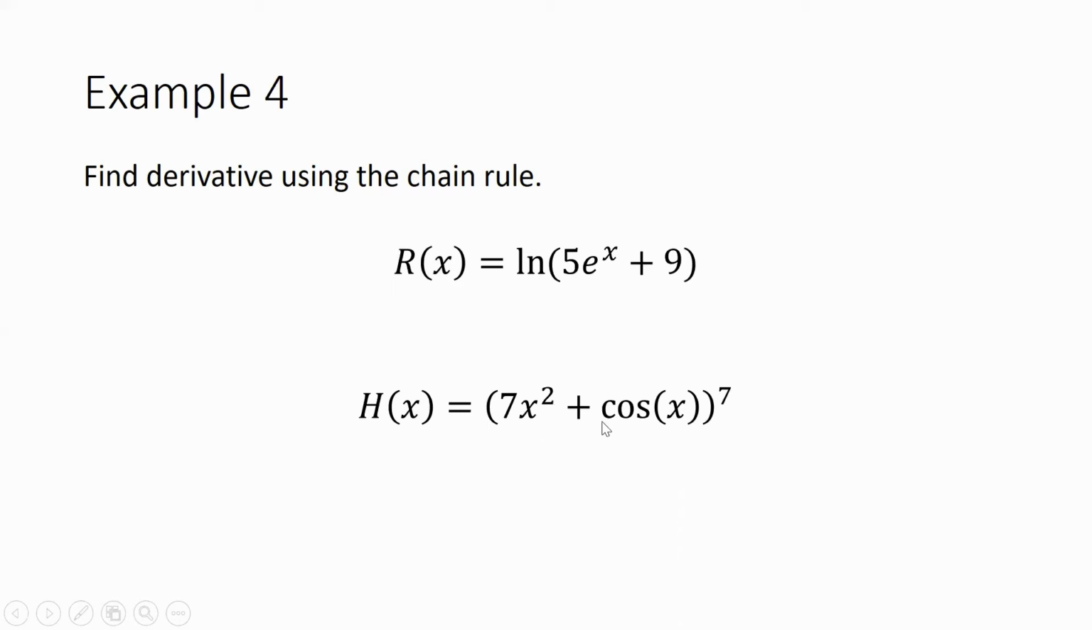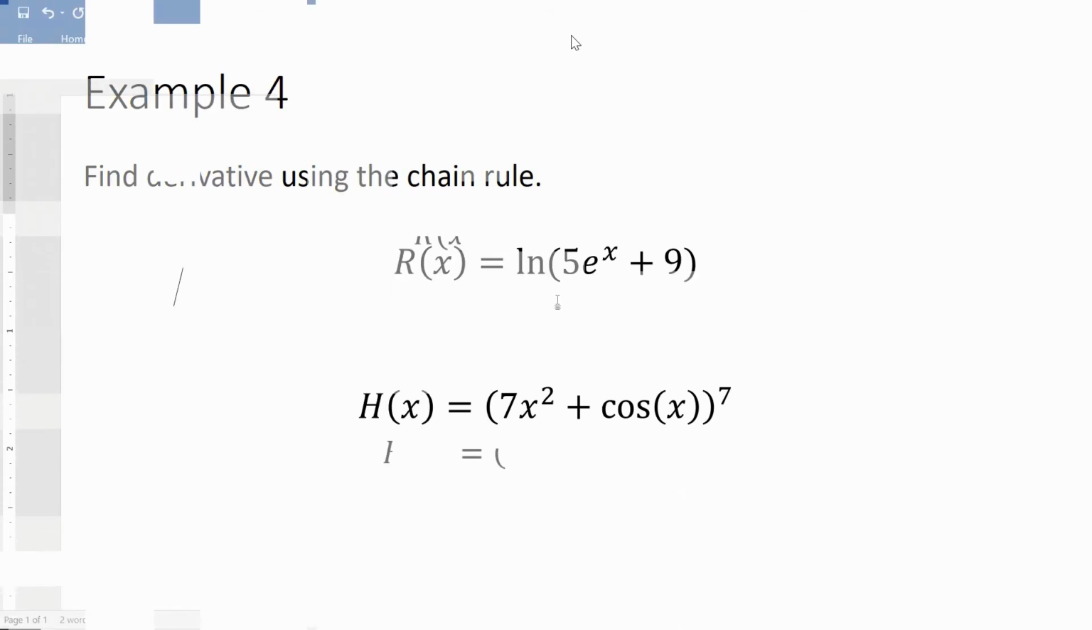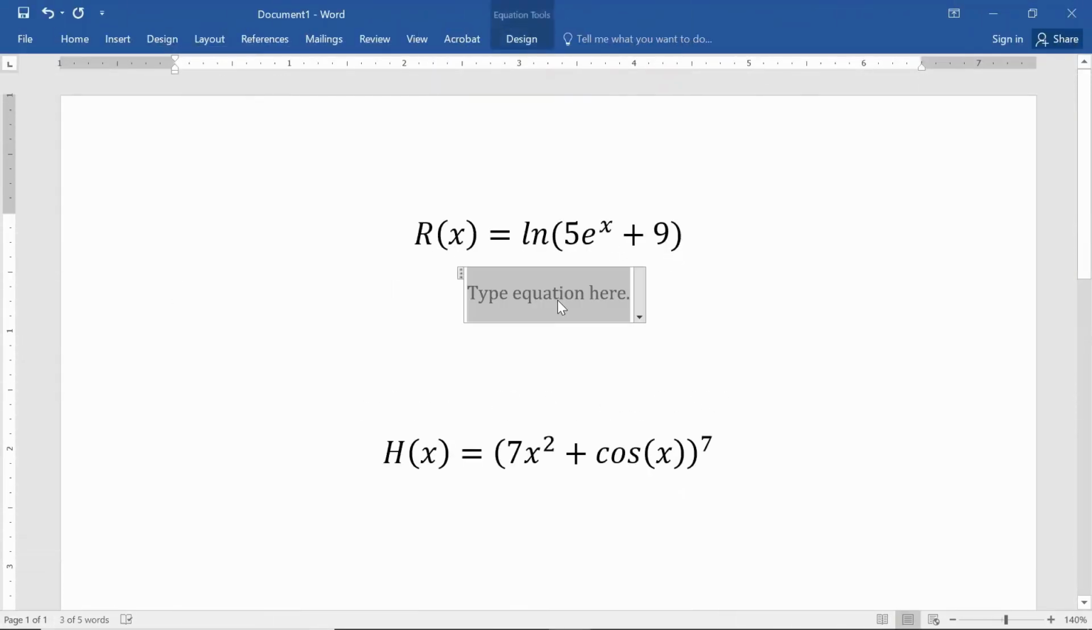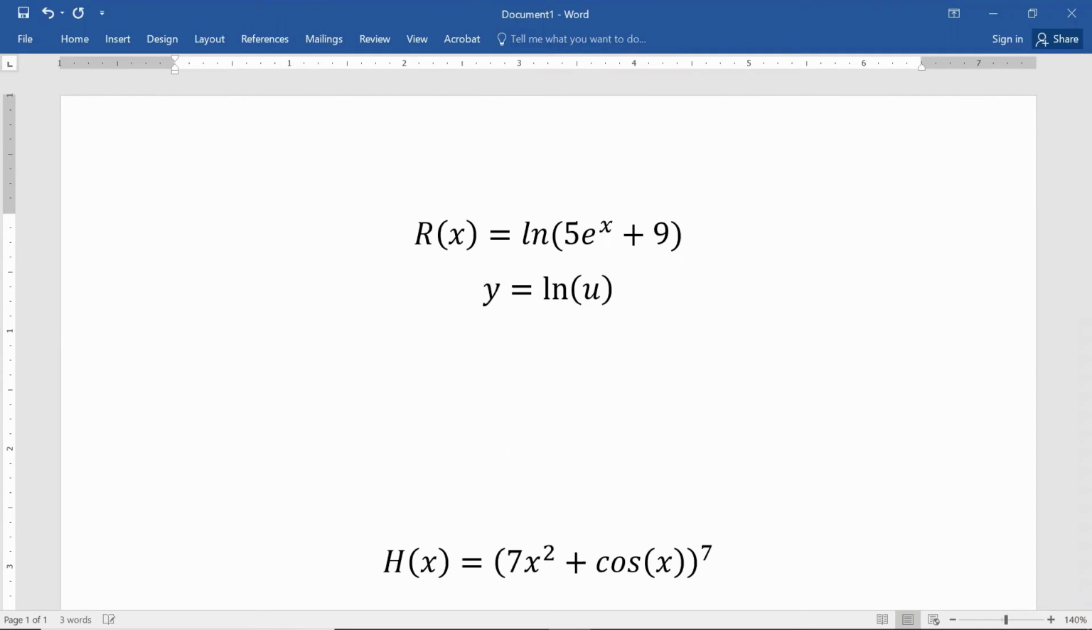Our inside function is a sum of a polynomial piece and a trig piece. So let's find the derivative of these using the chain rule. We begin with r of x. When you see r of x, you should see a function which is natural log of something. Let's call it natural log of u, where u is the inside function.